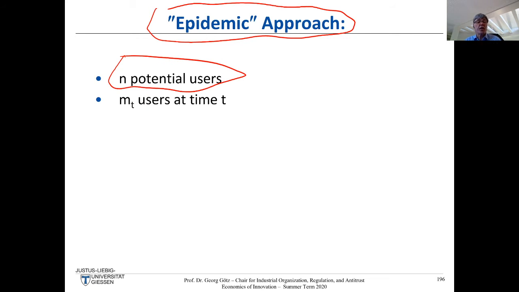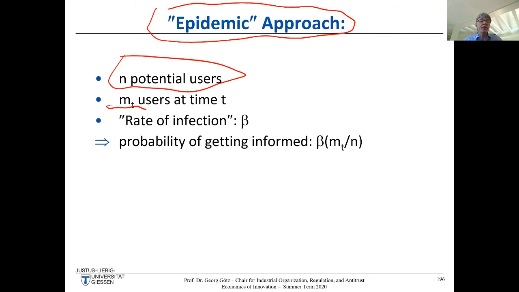But in terms of potential users, I don't know how many rooftops we have in Germany which are possible or well equipped to have solar panels on them. And you have m users at time t. These are the infected, in a sense, the people who have a solar panel on their roof. And then you get some rate of infection. Actually, that's really closely related to our rate of infection that we have with COVID-19 here.